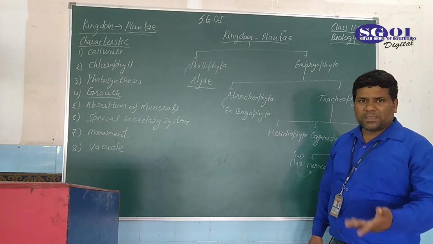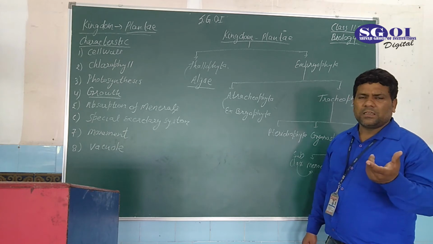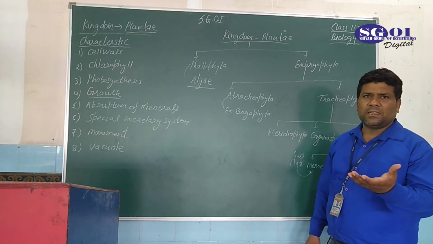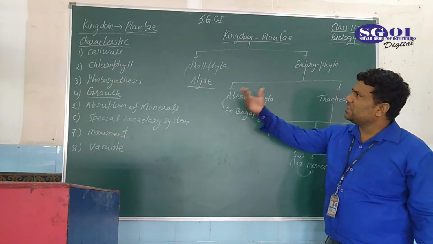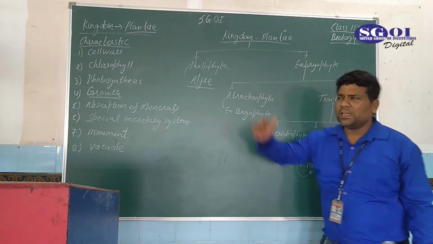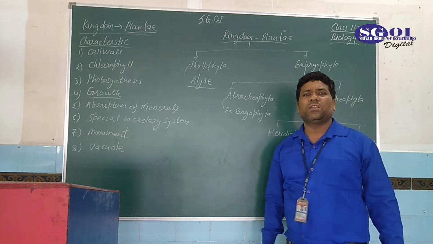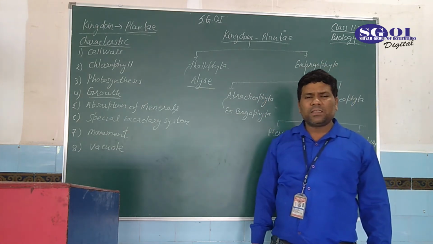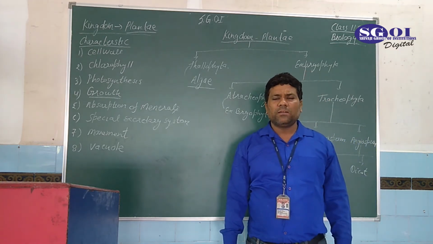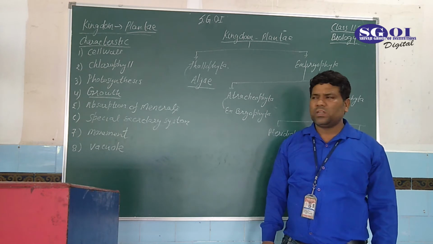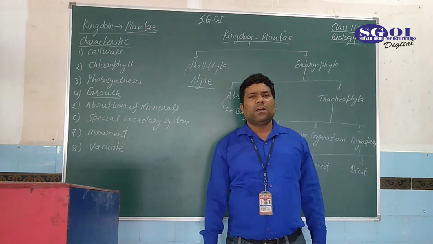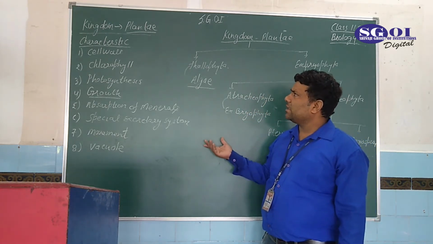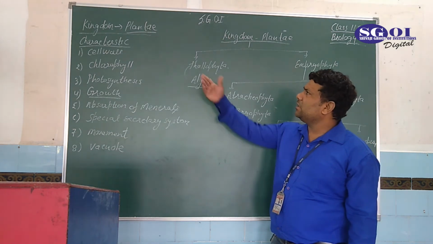In the previous lecture I told you that in fungus also a cell wall is found. It means that it also has a plant characteristic. But why did Whittaker not consider the fungi in the kingdom Plantae? This was actually a question. The answer is that, as you know, fungi have heterotrophic nutrition. It means that they have a saprophytic mode of nutrition. They obtain food from dead and decaying animals and plants. That's why Whittaker did not consider fungi in the kingdom Plantae.